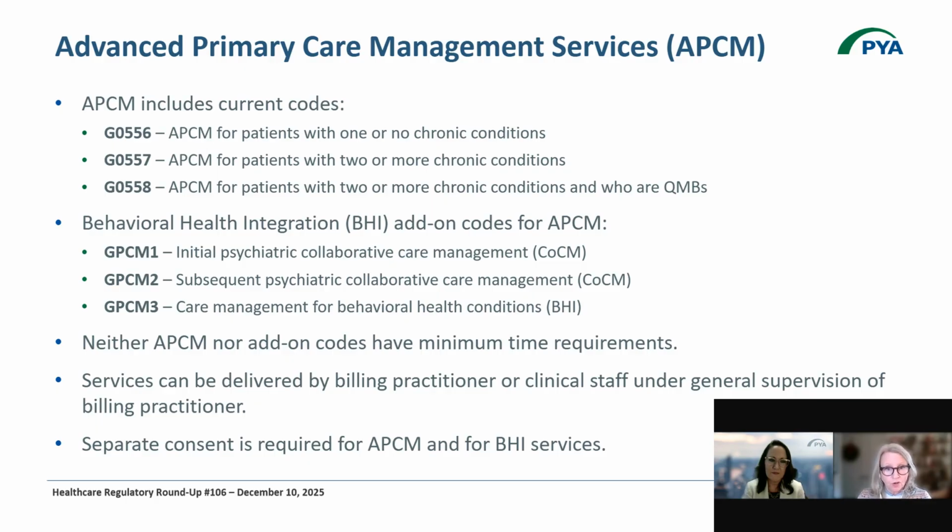And CMS created 3 codes and divided them based on the severity of the patient's condition. So the lowest code, of course, is for those beneficiaries that have one or no chronic conditions. The middle code for those with 2 or more chronic conditions. And then the third code for those effectively dual eligibles that meet the definition of a qualified Medicare beneficiary. And of course, the reimbursement varies significantly through these 3 codes. G0557, which is the 2 or more chronic conditions, the reimbursement there is slightly lower than the reimbursement you would receive for 99490, which is the CCM base code.